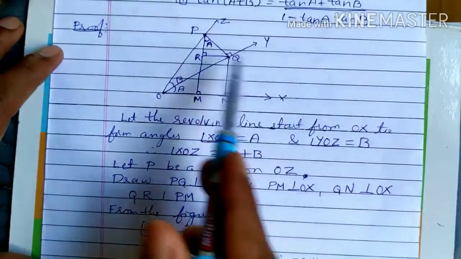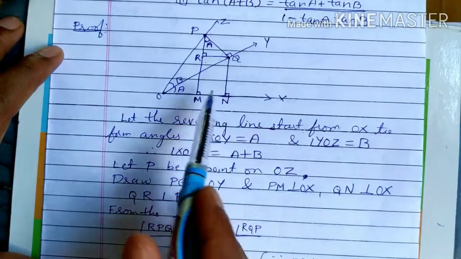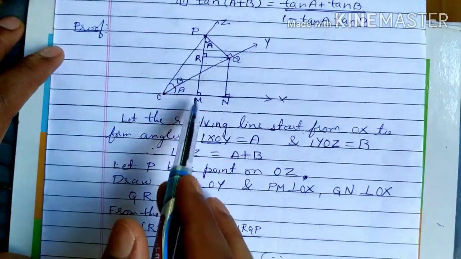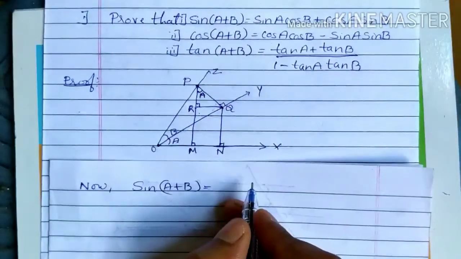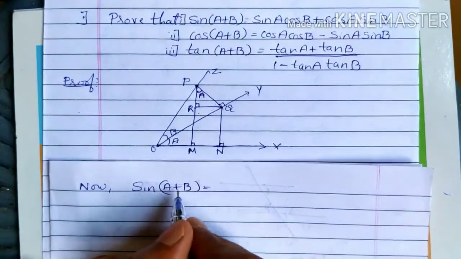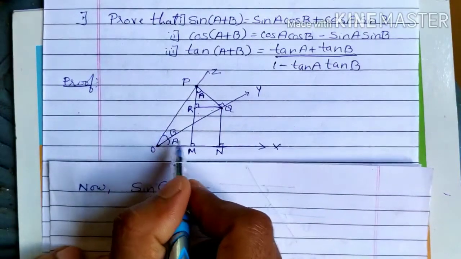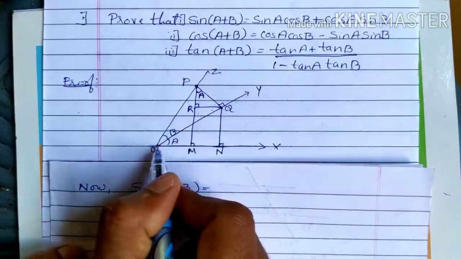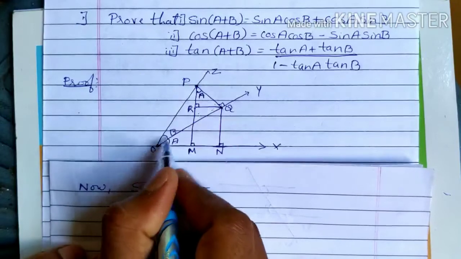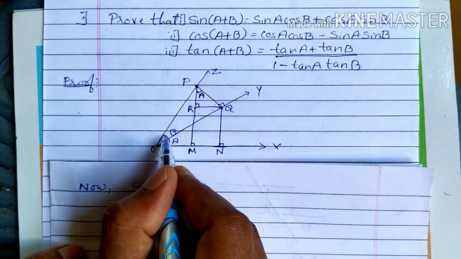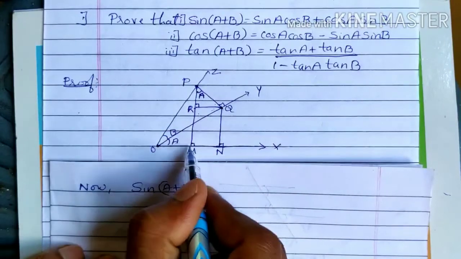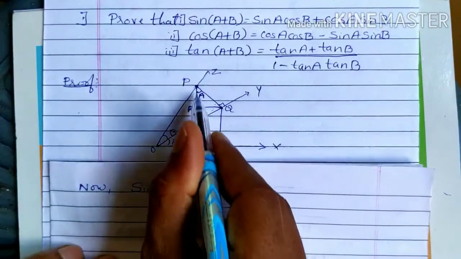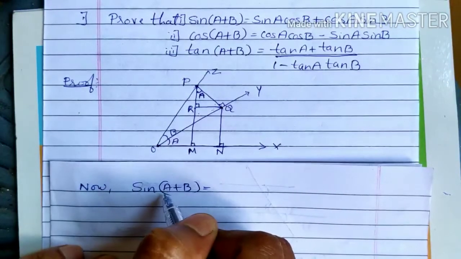Okay, it was all about construction of the diagram, that is angle A and B, A plus B. So now we will go to sine of A plus B. So A plus B is angle XOZ. This angle is A plus B. So therefore, if this is A plus B, then we have to consider the right angle triangle OMP. So using this triangle, we can define sine of A plus B.